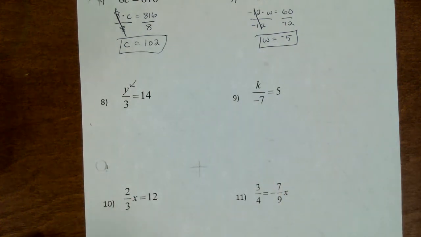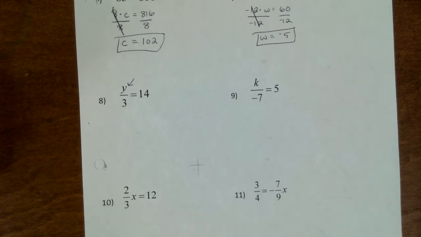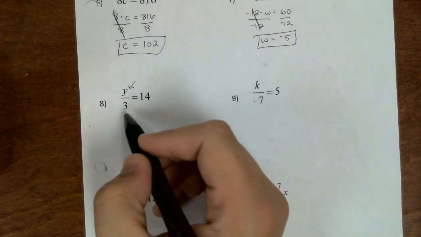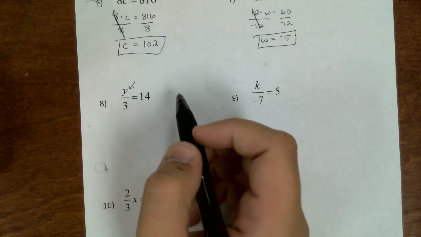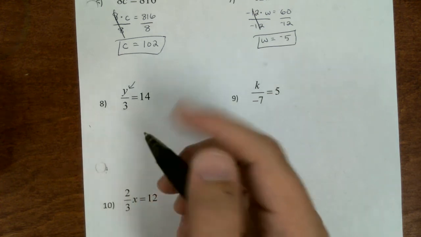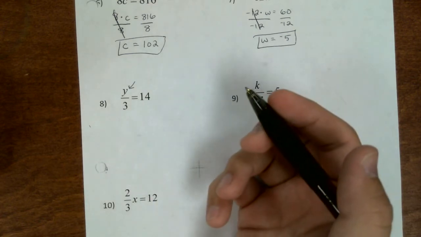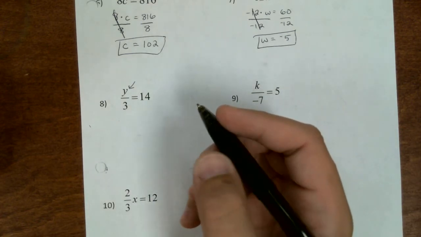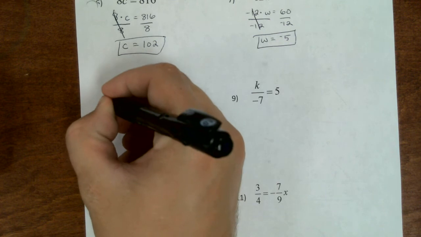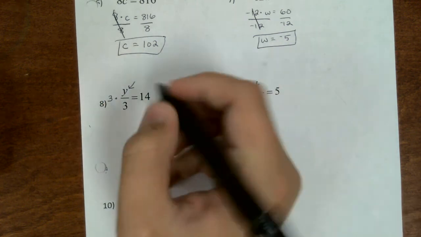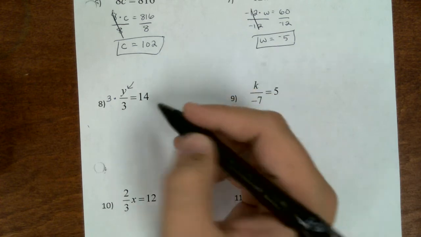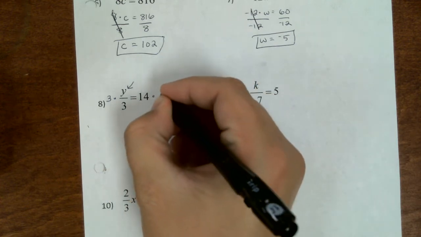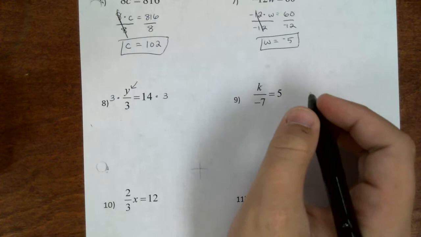Okay, so this is a new case for us, so let's work it out. So if we're dividing by 3, to undo that, to do the inverse operation of dividing by 3, we need to do the opposite of dividing, which is multiply. So we're going to multiply by 3, okay? So when we do that, we're going to bring the 3 out here in front, and this will be 3 times y over 3. And anything we do to one side, we do to the other. So we'll have 14 times 3 on the other side.